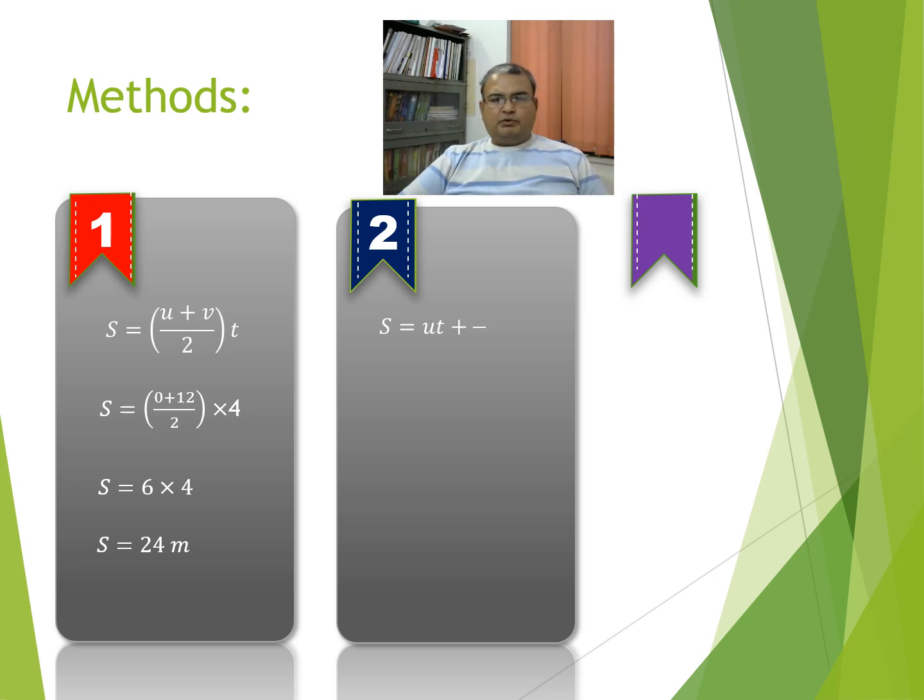Now we move to the second method. That is s equal to ut plus half at square. That is the second equation of motion. Everybody knows. We put the values: 0 multiplied by 4 plus half, acceleration is 3, multiplied by 4 square. Now we sort it out. This first term is nothing but 0, and s equal to 0 plus 24. We are getting 24 meter again.